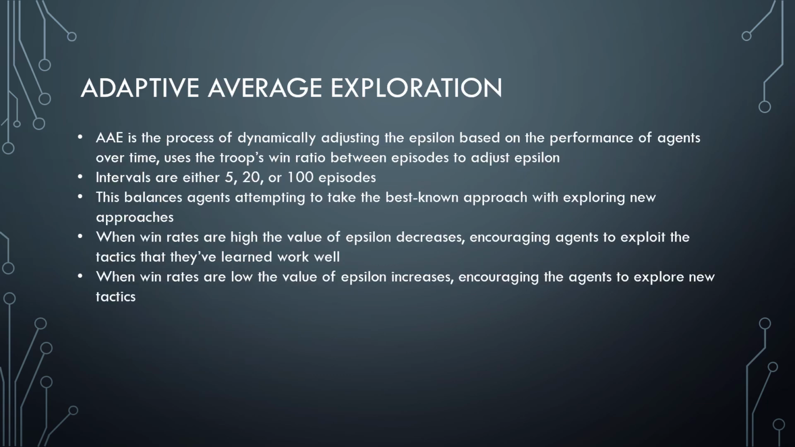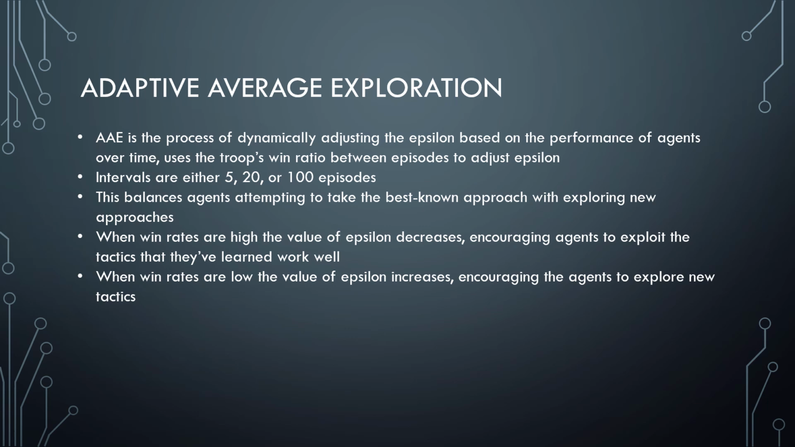Right, so adaptive average exploration is the process of dynamically adjusting the epsilon value based on the performance of agents over time. We use the troop's win ratio between episodes to adjust epsilon. Tests include intervals ranging from 5, 20, or 100 episodes for update. This balances out the agents attempting to take the best-known approach with exploring new approaches.